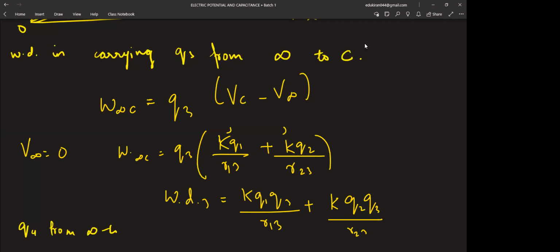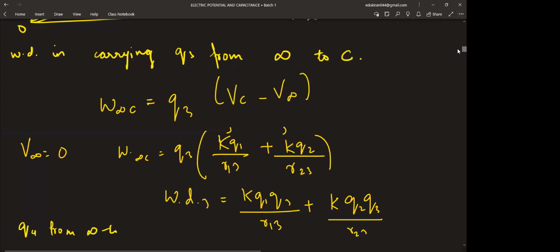So this is from infinity, VC minus V at infinity. Again, same thing. You know this VC: this is K Q1 by R13, plus the term for the next charge Q2, the interaction due to the second. So for Q3, you get both of these, right? So 1 and 3, then 2 and 3 for Q3.